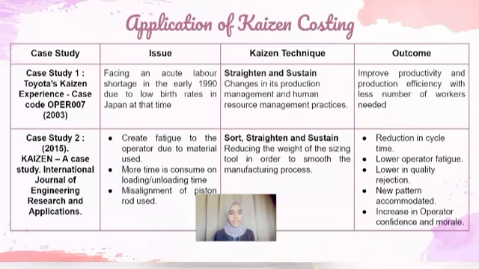The first one is Toyota Kaizen, in which Toyota was facing an acute labor shortage in the early 1990s due to the low birth rates in Japan at that time. So what Toyota did was implement the 5S technique, which highlights the straighten and sustain techniques, because they changed their production management and also human resource management practice. As a result, they were able to improve productivity and production efficiency with fewer workers needed.